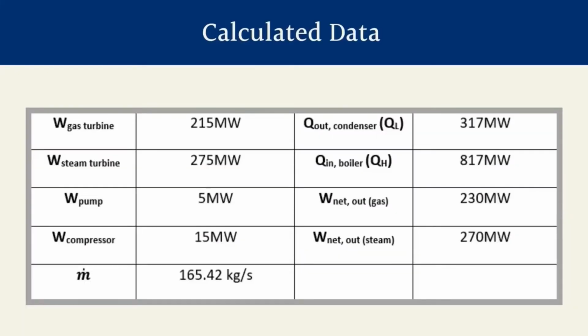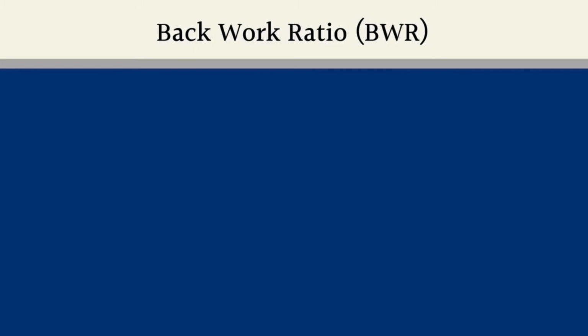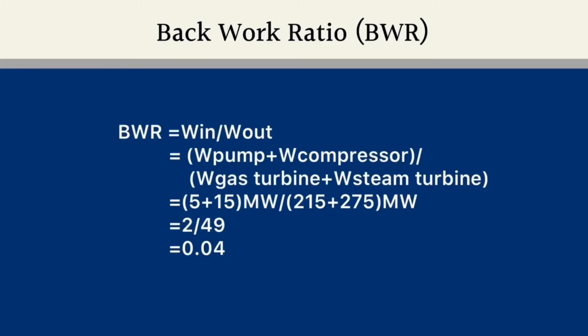Thank you. Now is the calculation part. Here is the data that we got from manual calculation. For the back work ratio of the combined cycle, the equation we use is BWR equals W in over W out. Since W in is equal to W pump plus W compressor, and W out is equal to W gas turbine plus W steam turbine, the BWR is 0.04. The lower the back work ratio, the better the performance of the combined gas steam cycle.